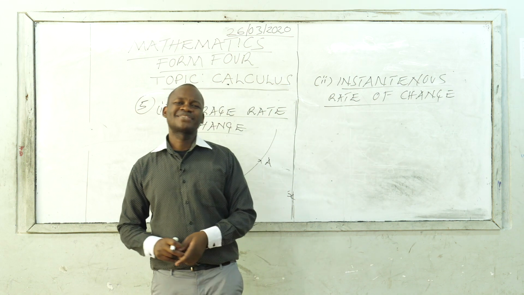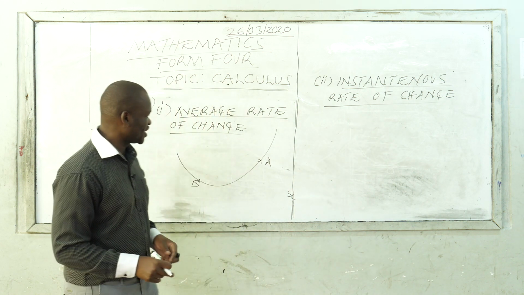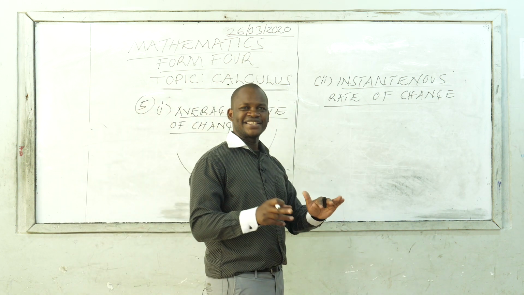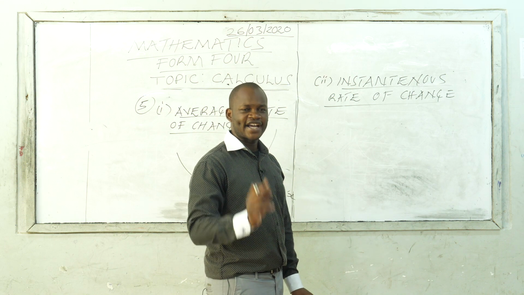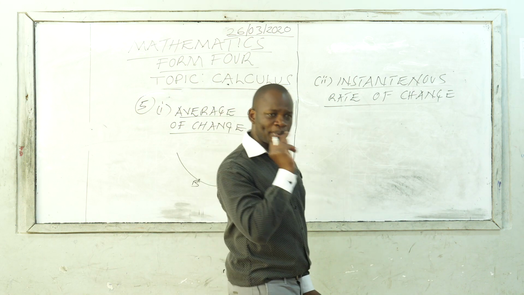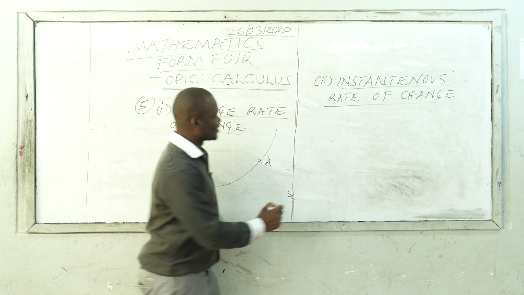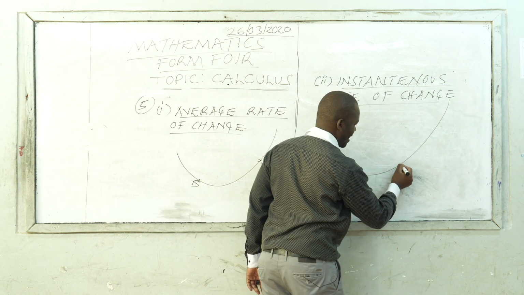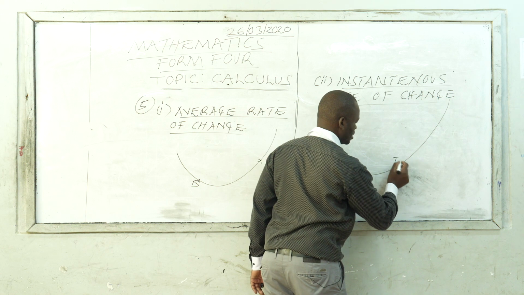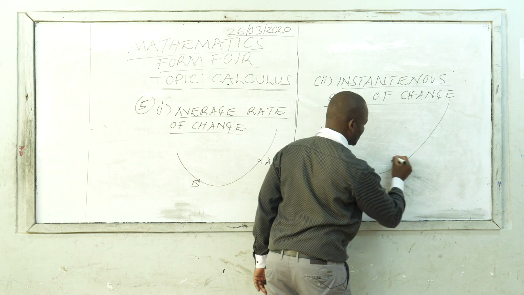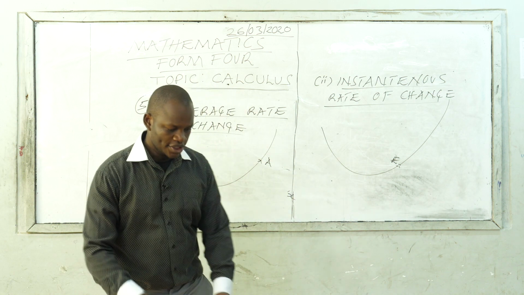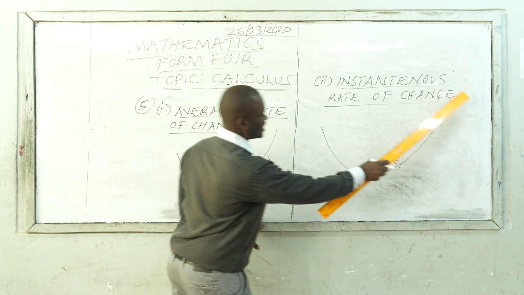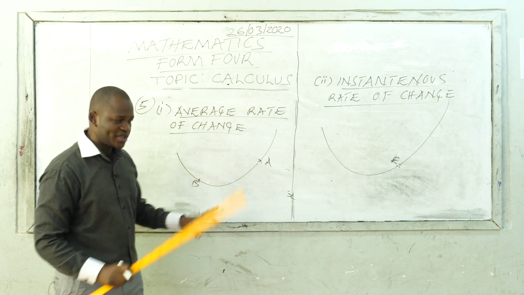Now, what is instantaneous rate of change? It is the rate of change or the gradient of a curve at a particular point on a curve. So I'm having a curve. Then I have a particular point, which I'll call point A. So average rate of change and instantaneous rate of change, I will discuss the difference.